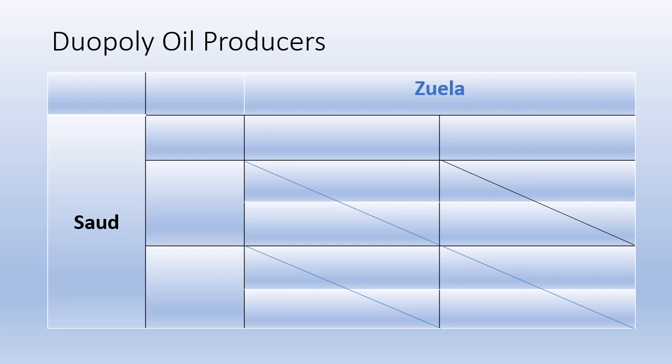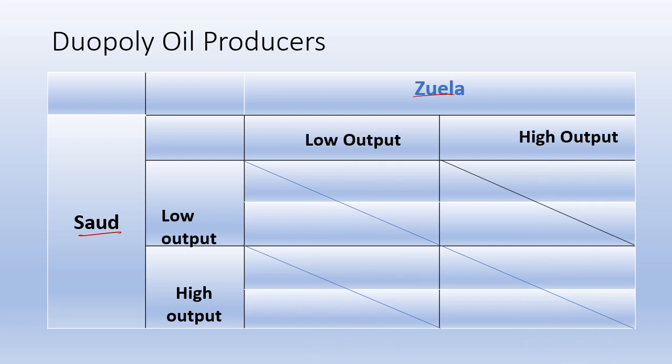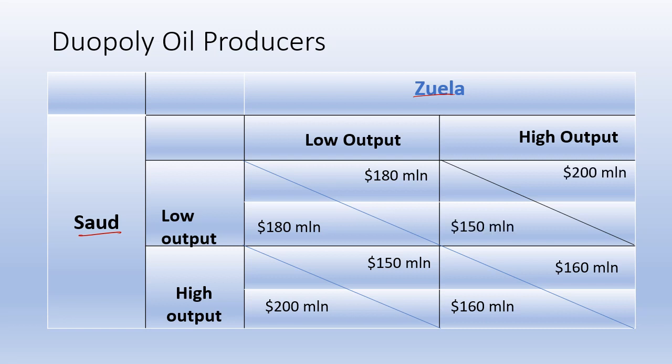Let's say Saudi and Venezuela are two oil producers, and each of them has two strategies, either to produce low output or high output. And depending on who does what, these numbers are showing their outcomes or payoffs to each of the players. So to solve the game, let's put ourselves first in Saud's shoes.